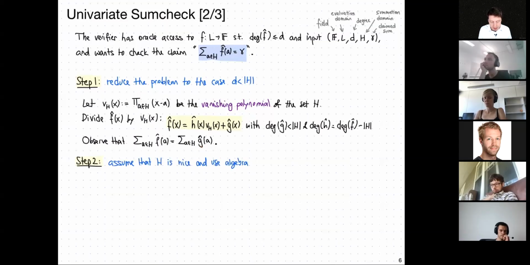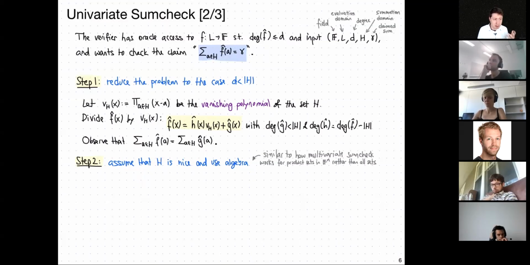Great. Next step, we're going to solve the problem by assuming some structure on H. We're going to assume that H has some nice structure and use algebra to basically say that in this case, we can actually have an understanding of what the sum is. You might say, well, that's cheating. Like, why are we assuming that H has some structure? Well, we already did that.